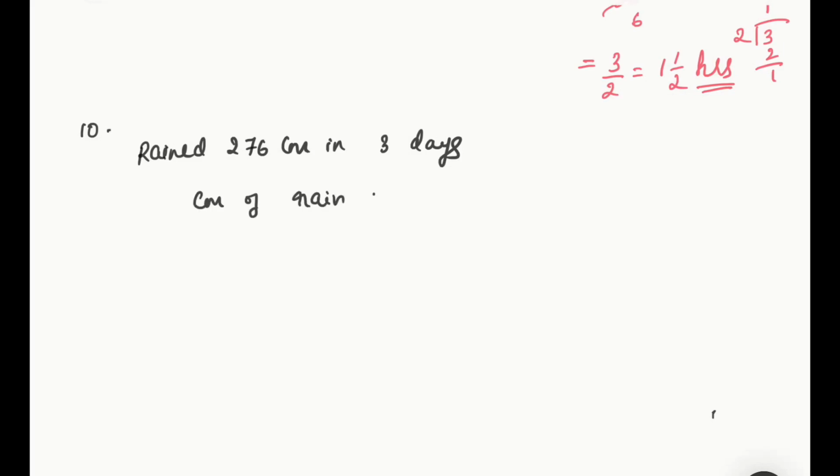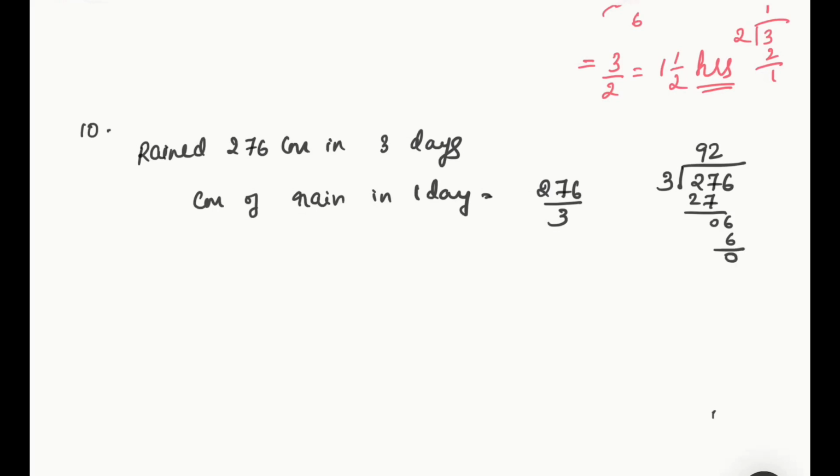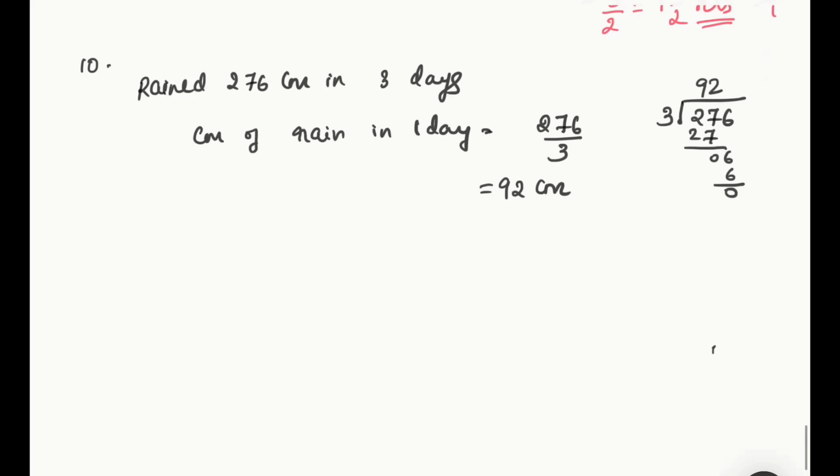Centimeter of rain in 1 day will be equal to 276 divided by 3. Okay, 3 days is given as 276. 1 day means 276 divided by 3. 3 nines are 27. 6. 3 twos are 6. So you'll get the answer as 92 centimeter.